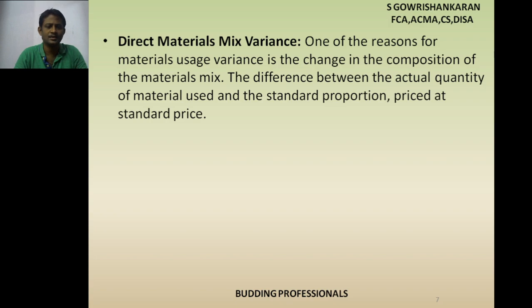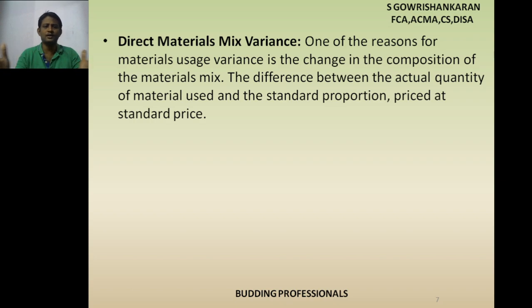Correct? But actually I am spending 330 kg total together, after adding X plus Y plus Z. Actual is 330 kg, but standard is 300 kg only. That is X 100, Y 100, Z 100. Got it? But actual X 110, Y 110.